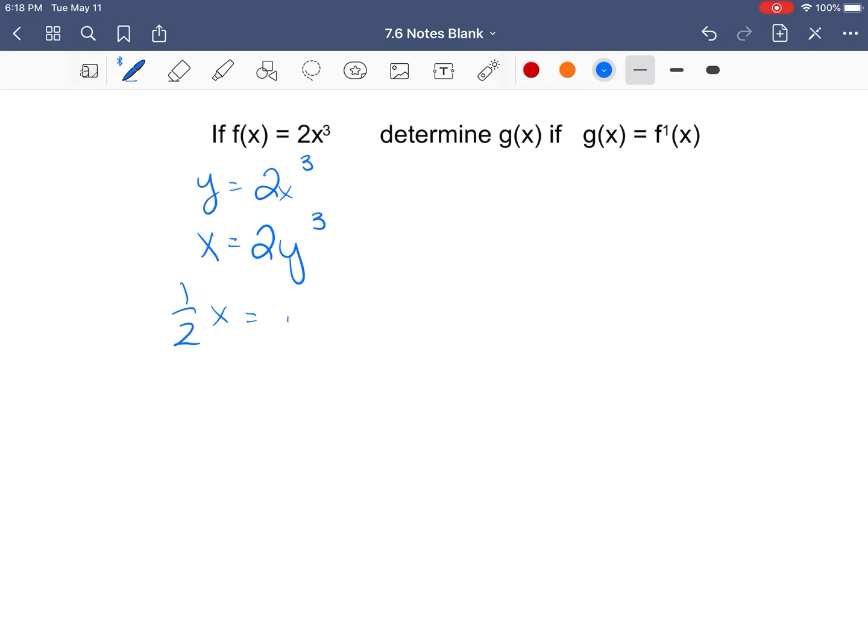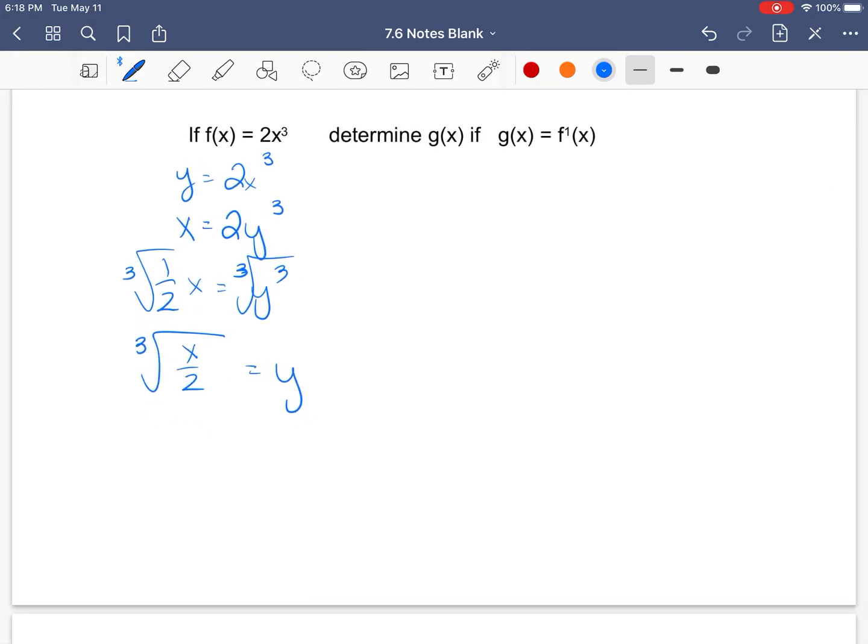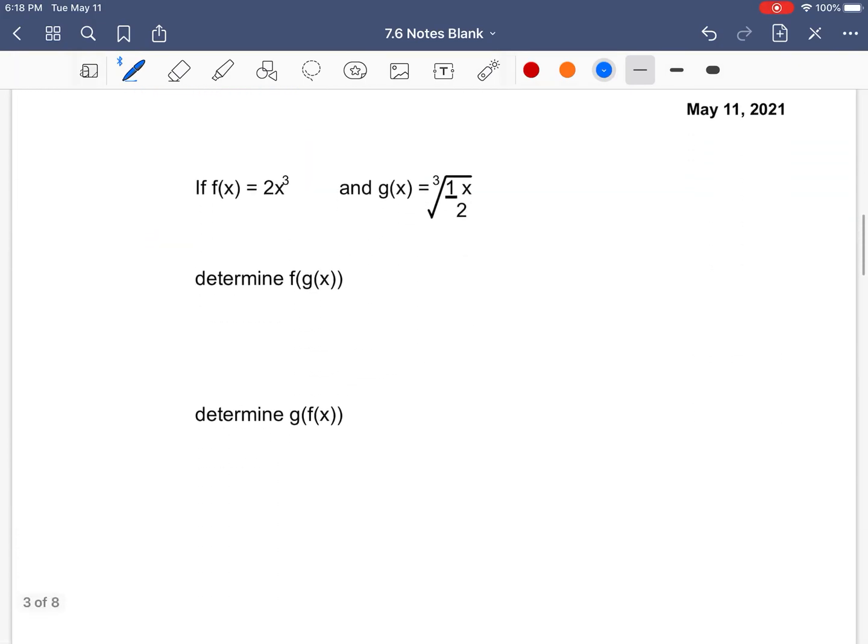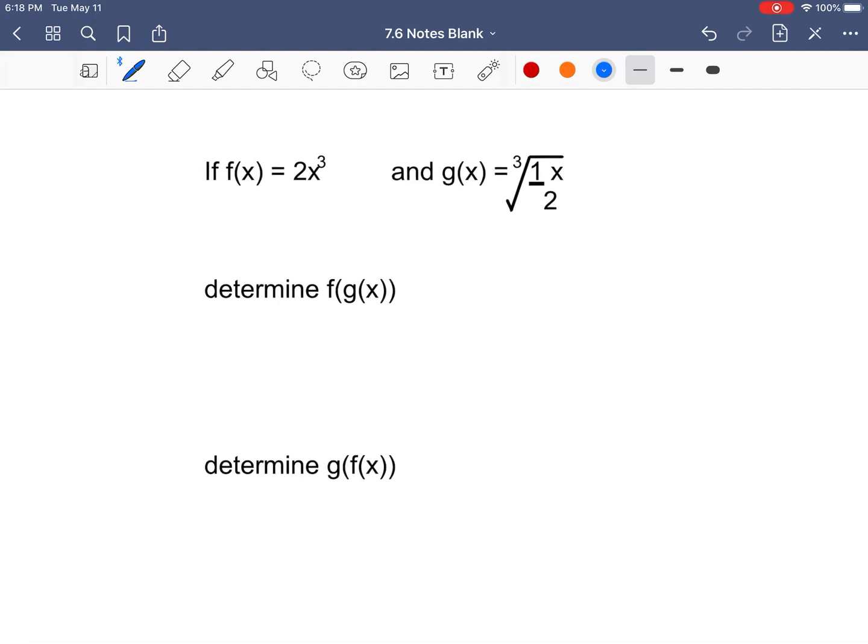So I'm going to divide by 2 or multiply by 1/2 on both sides. And then I'm going to take the cube root. So I'm going to end up with the cube root of x over 2 is equal to y. So that's what g of x would be equal to. Okay, so using that idea, determine f of g of x.